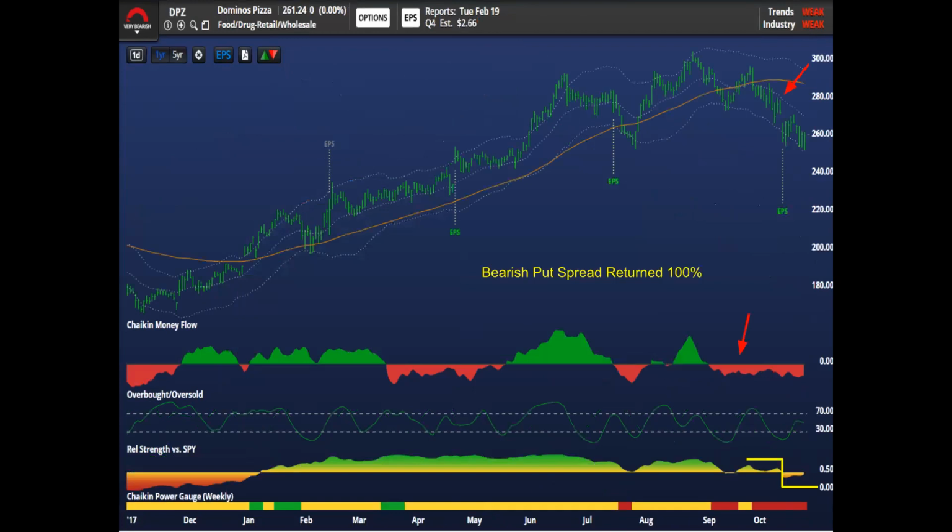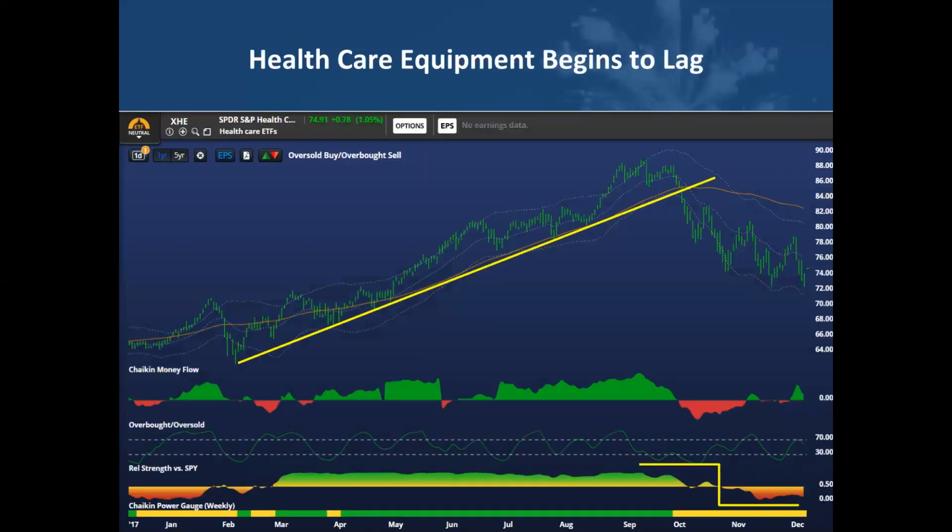Domino's Pizza. We made the call that Domino's was not going to deliver, which was amazing because at the time, Domino's was actually being touted all over TV as a tech company. They were implementing technology to better run their business. Well, our process and our model told us that none of that mattered because in October, the stock was very bearish, underperforming the market with bearish money flow. We identified a bearish put spread 3 days before they reported earnings, which disappointed the street. We closed that put spread for a 100% profit.